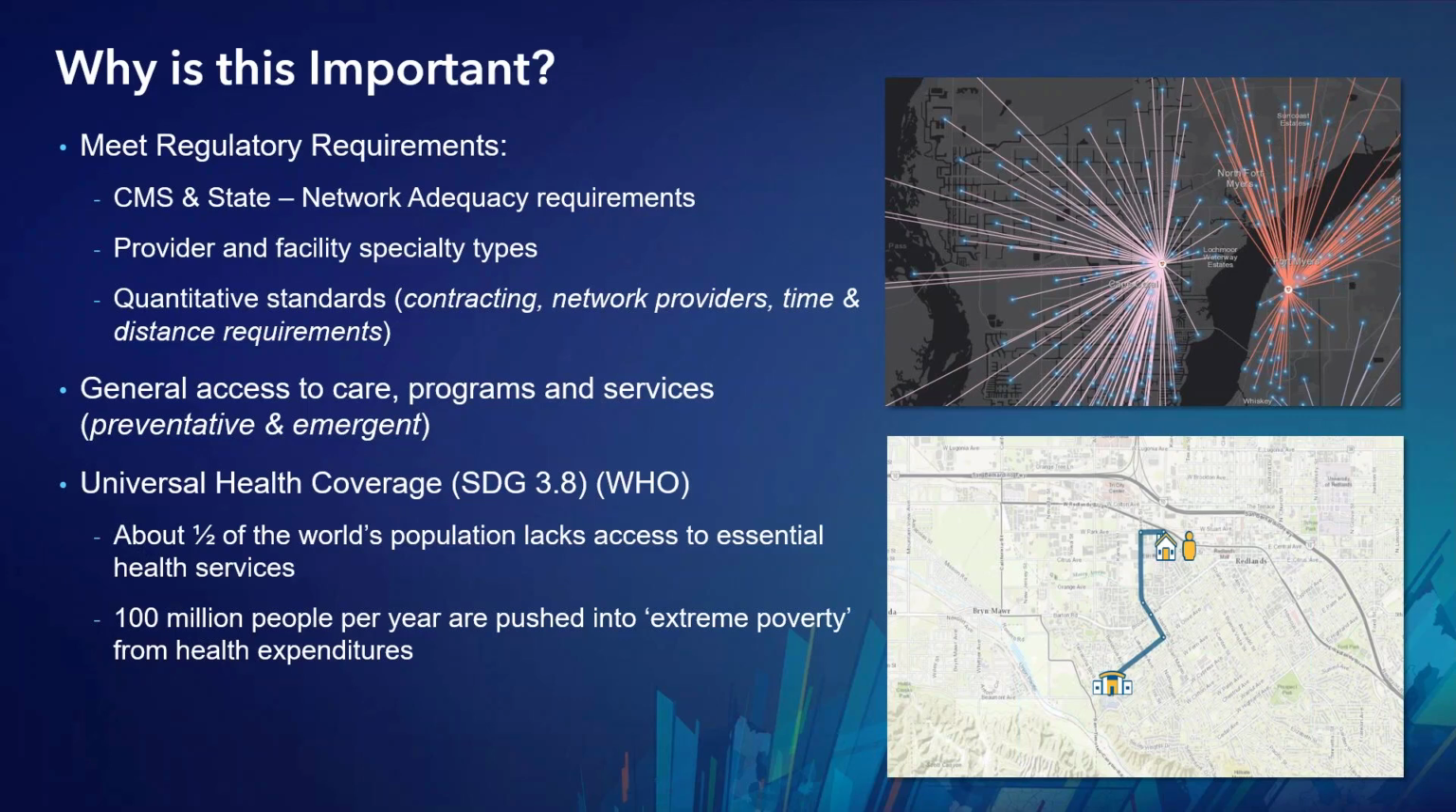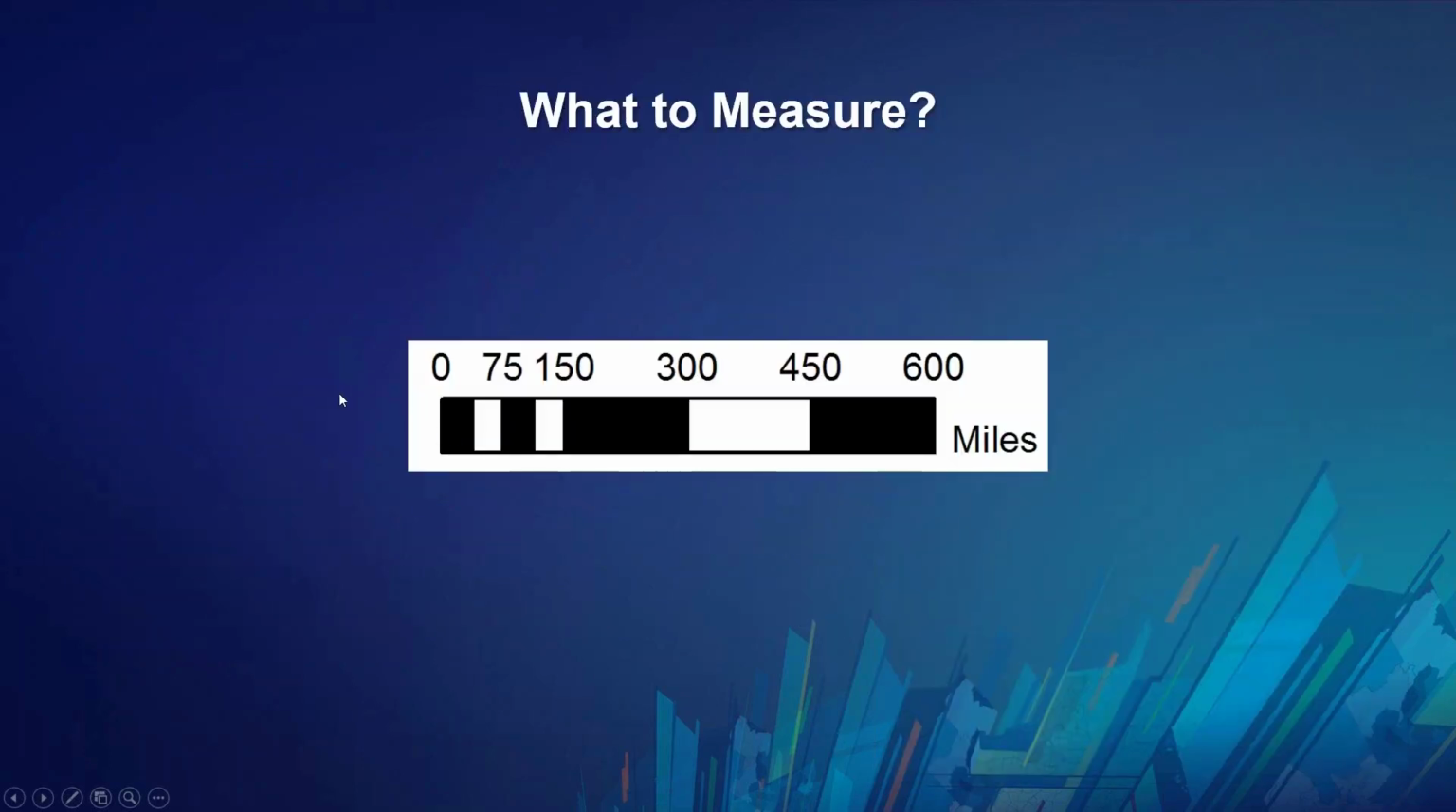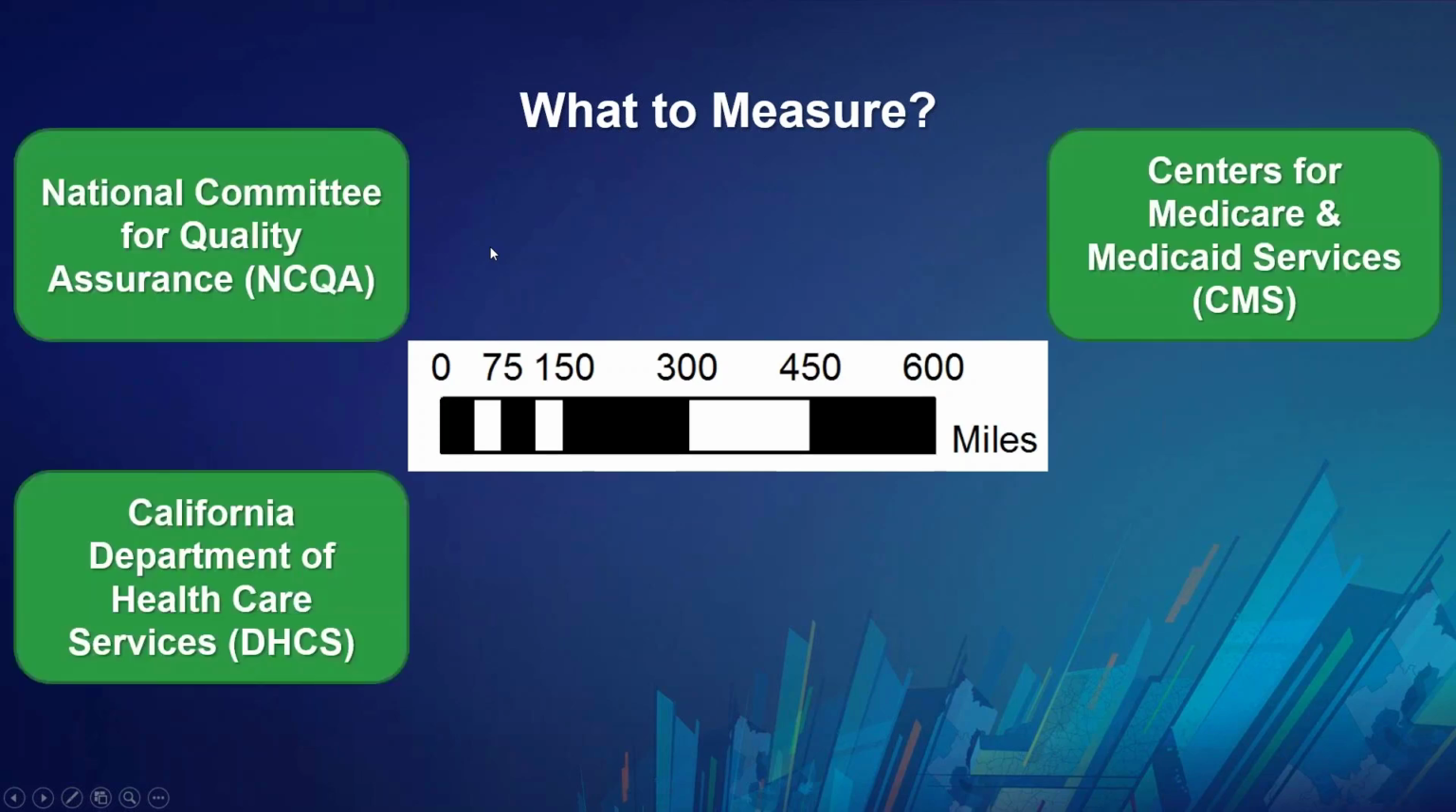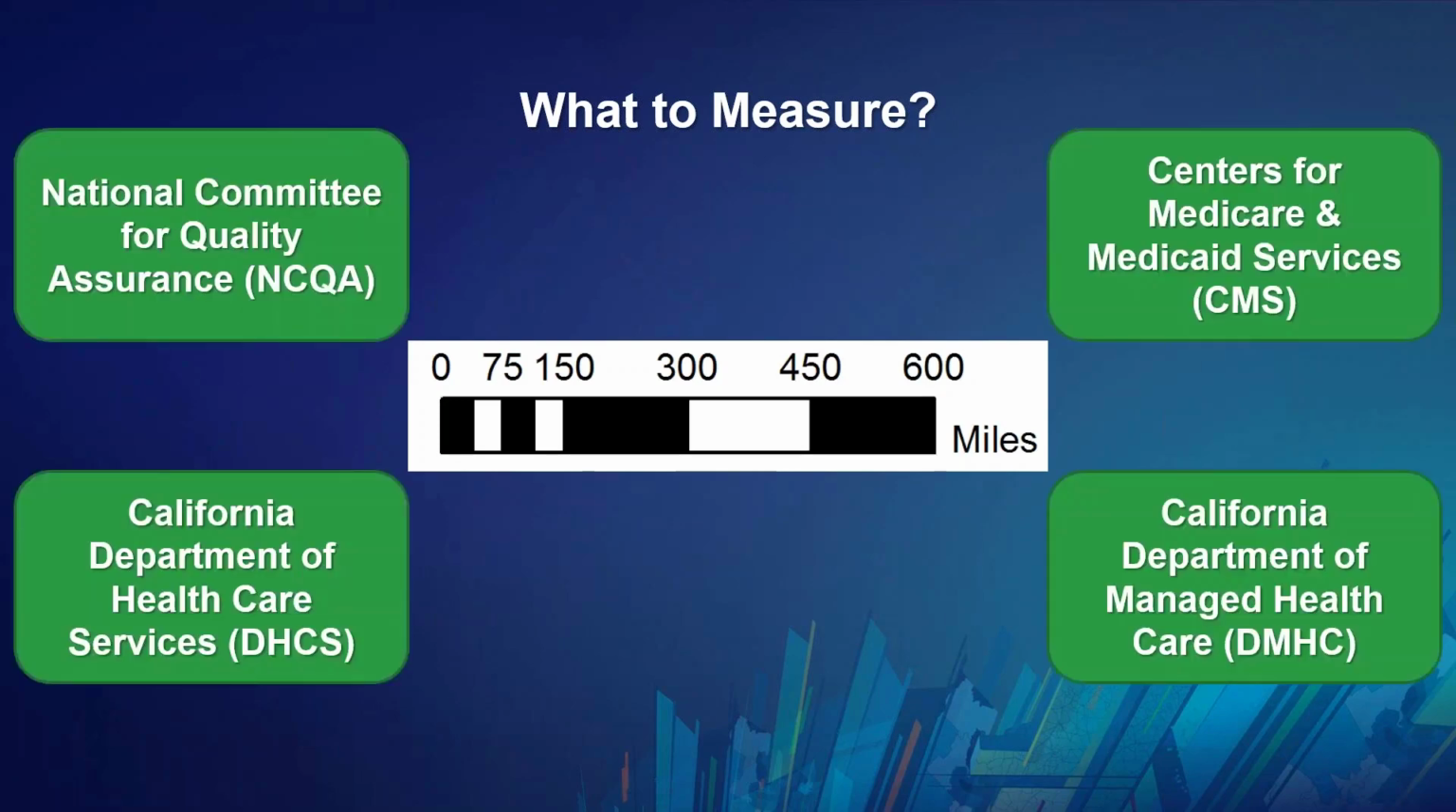So what are we talking about measuring when we talk about access to care? As I mentioned, there's standards coming from NCQA and CMS and individual standards from state departments of healthcare and insurance agencies. And most of them are pretty similar. There's some slight variations on them, but these tools that I'm going to show you allow you to walk through and address any of the needs.